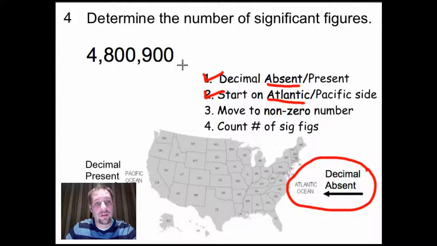First number that I hit is 0. I got to keep going. I got to get a non-zero. Next number that I hit is 0. I have to keep going. I got to hit a non-zero. The next number that I hit is 9. Okay, so 9 is not 0, so that's my first non-zero digit.